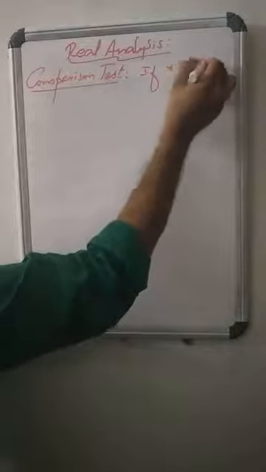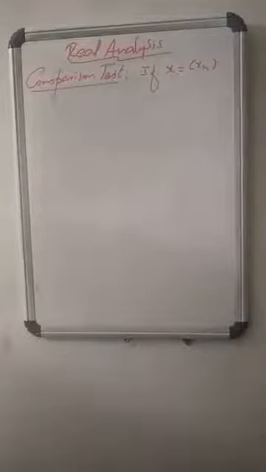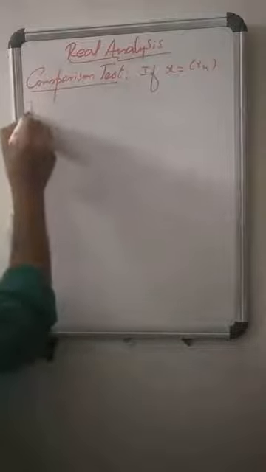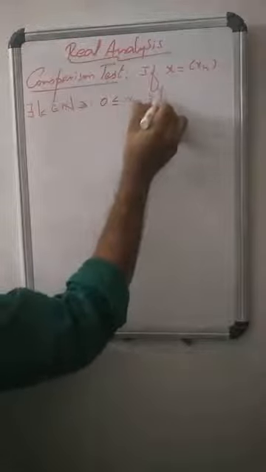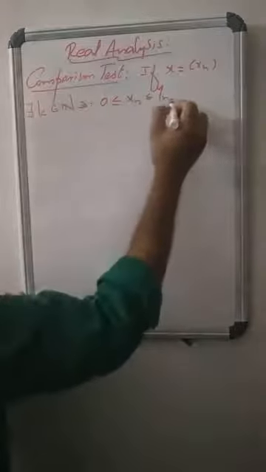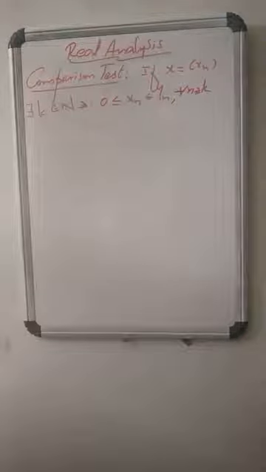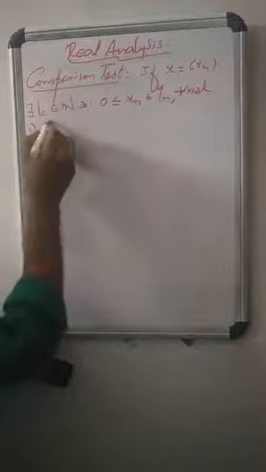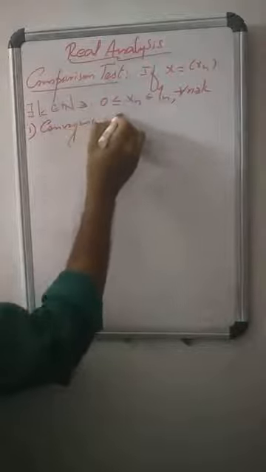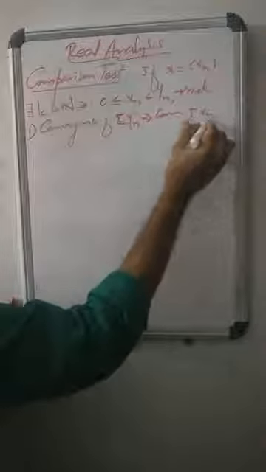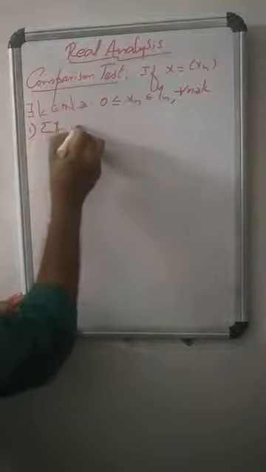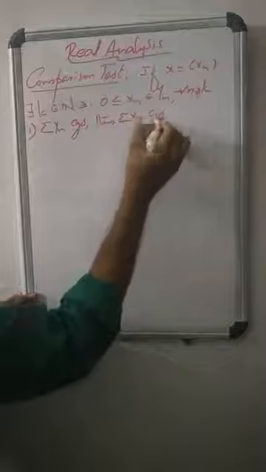Let X equals (xn) be a real sequence, and suppose that there exists a natural number k such that 0 is less than or equal to xn less than or equal to yn for all n greater than or equal to k. Then the test states that convergence of sigma yn implies convergence of sigma xn. That is the first argument: when sigma yn converges, then sigma xn converges.